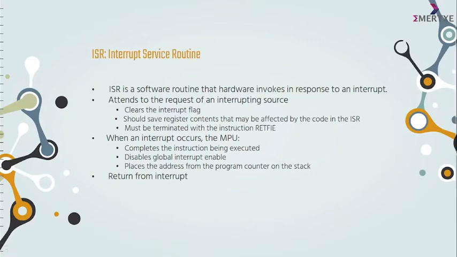ISR, which is interrupt service routine, is a software routine that hardware invokes in response to an interrupt. It attends to the request of the interrupting source. It clears the flag, should save the register contents that may be affected by the code of the ISR, and it must be terminated with a return instruction. When the interrupt occurs, the MPU completes the instruction being executed, disables the GIE, places the address from the program counter on the stack, and then returns from the interrupt.